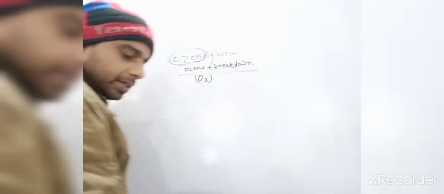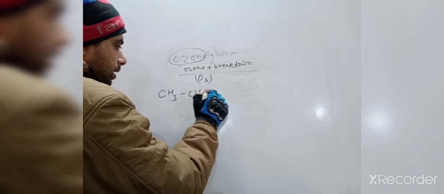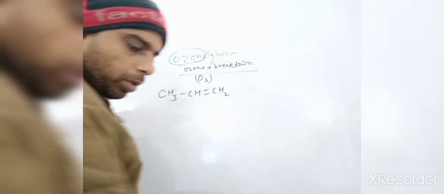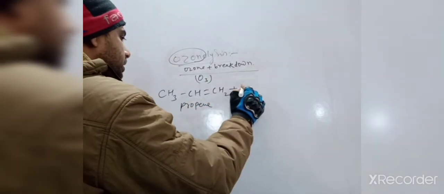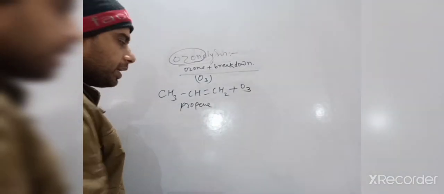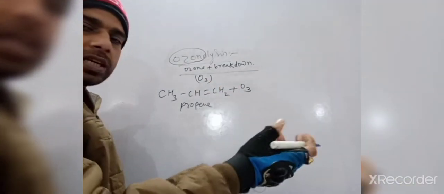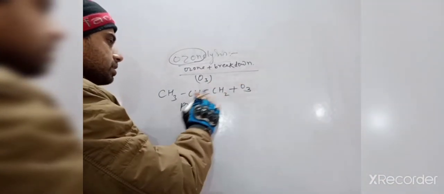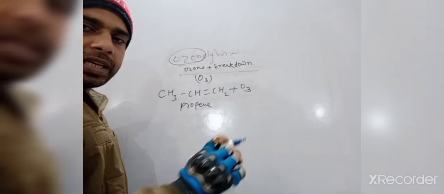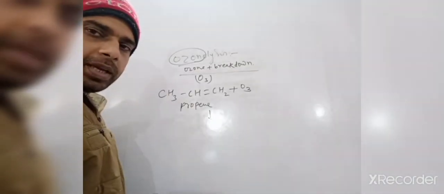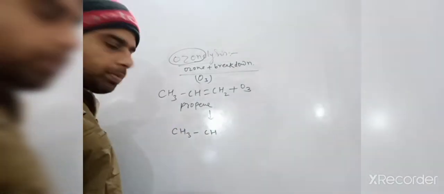We can see the reaction. Here we take one reaction, CH3 CH double bond CH2. This is propene, one example, and I have reacted it with one molecule of ozone. What will happen? This ozone will form an ozonide. Ozonide is a ring type structure, a cyclopropane type ring it will form. So how will it form? Look, CH3 CH, the double bond will break down.